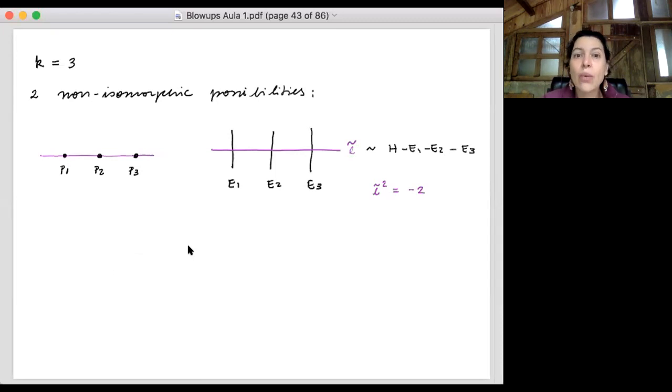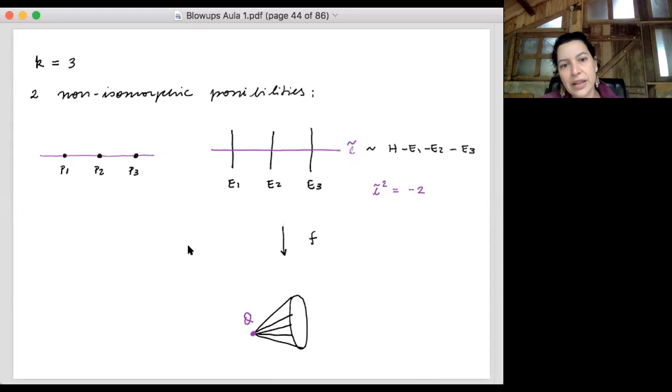But still, whenever you have a curve with self-intersection -2, it can be contracted to a singular surface, but it's still a surface with a dual singularity, with a double point that locally looks like the vertex of a quadric cone. And so again, in this case, you can check that the cone of curves has 4 extremal rays generated by the strict transforms of E1, E2, and E3, and again, the strict transform of the line through the 3 points.